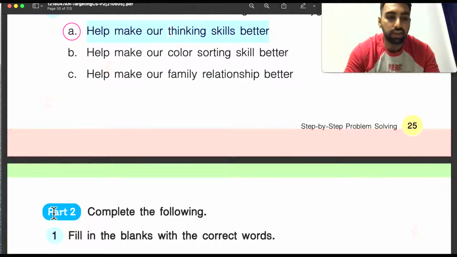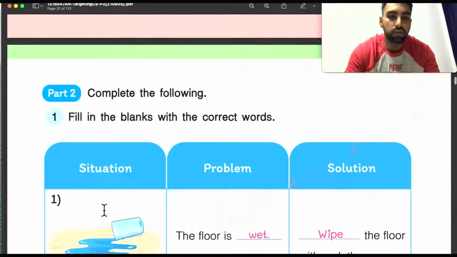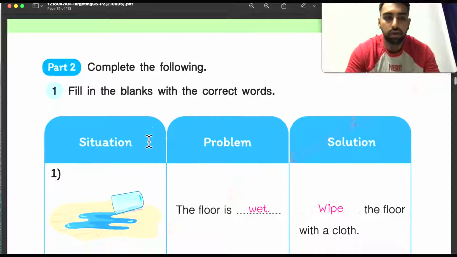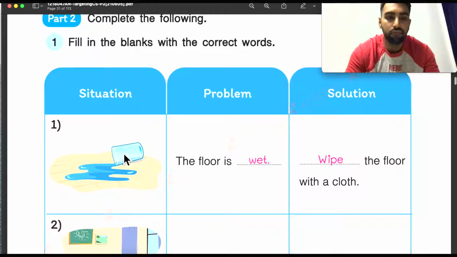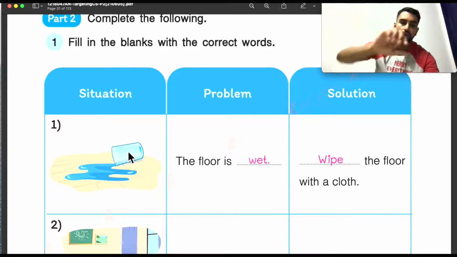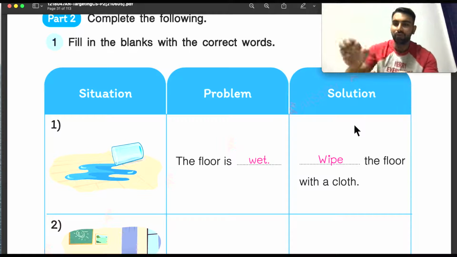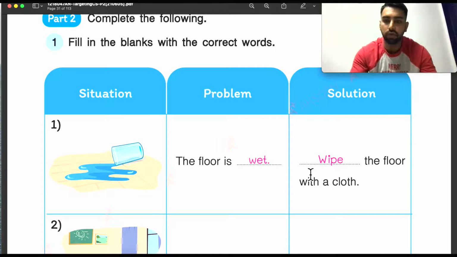Okay, so the second part, we have to complete the following: fill in the blank with the correct word. The situation we have: the water spilled out on the floor. The problem is the floor is wet. The solution is to clean the floor, wipe the floor with a cloth.